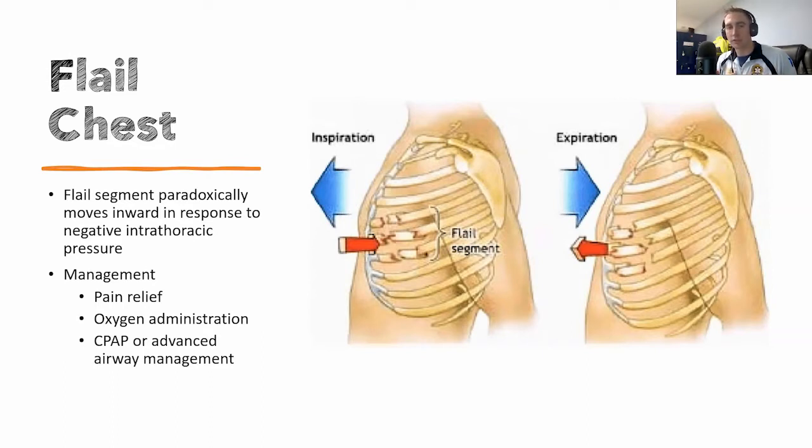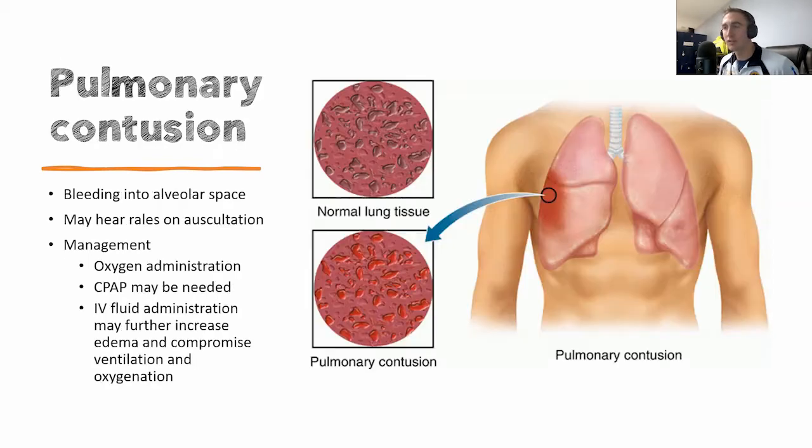You treat it with pain relief, supplemental oxygen, and surprisingly, the best way to treat it is to splint it from within with positive pressure. If the patient's in severe distress, it sounds weird to say that you could treat a chest trauma with CPAP, but you can. You can also treat pulmonary contusion with CPAP. Think of pulmonary edema, but in this case, there's just blood in the alveolar space from chest trauma.